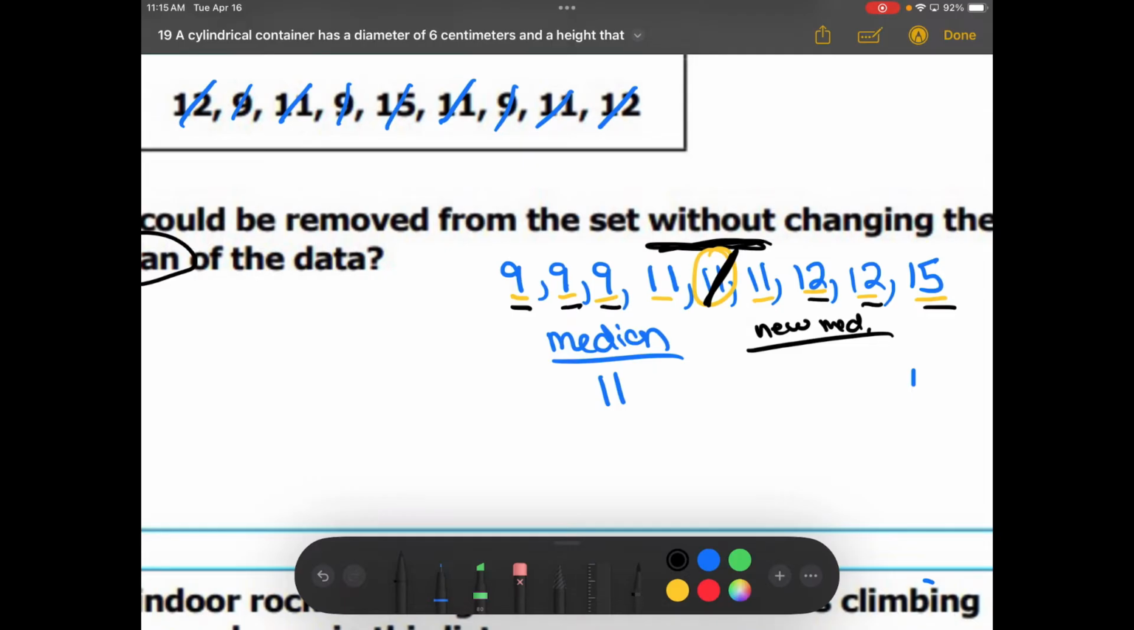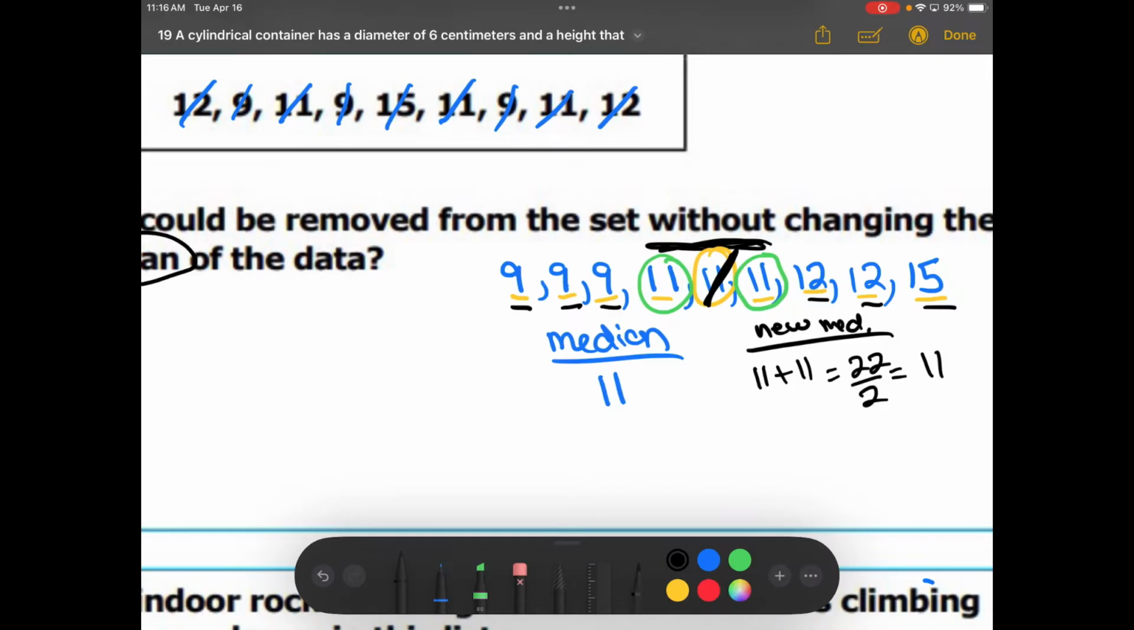Now this leaves an 11 and another 11. 2 11s in the middle, right? If I got rid of that 1 11, it leaves me what? 2 11s in the middle, correct? Well, when you have 2 numbers in the middle, you have to add those together, 11 plus 11, and then divide by 2. Well, what is 22 divided by 2? Did my median change? No. So the number I was able to remove without changing the median was 11.